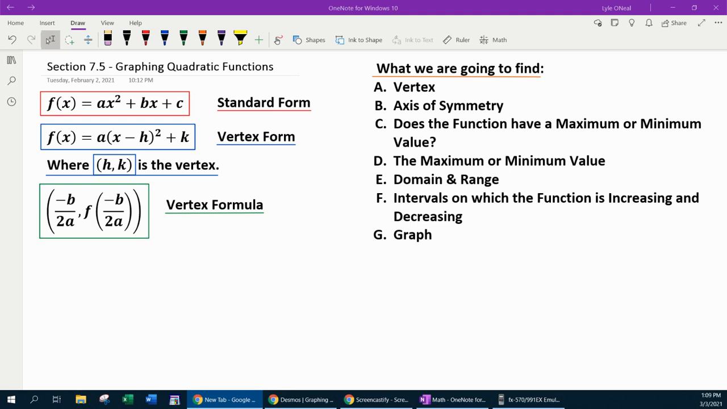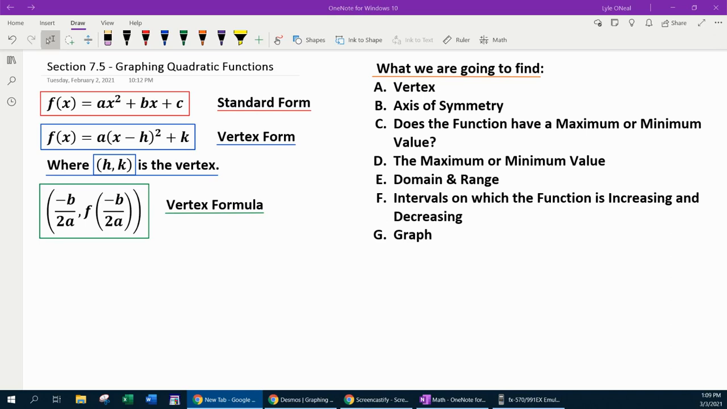And our last formula, the formula for finding the vertex of the quadratic function. This vertex formula is going to depend on your function being in standard form. Notice the vertex formula involves the values of a and b, which will come from standard form.